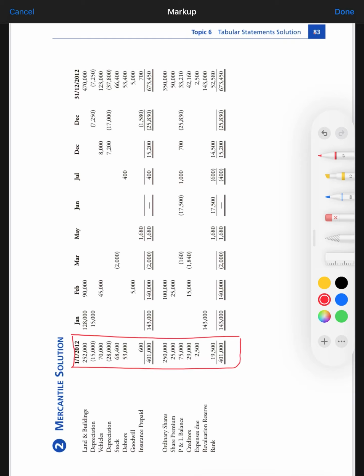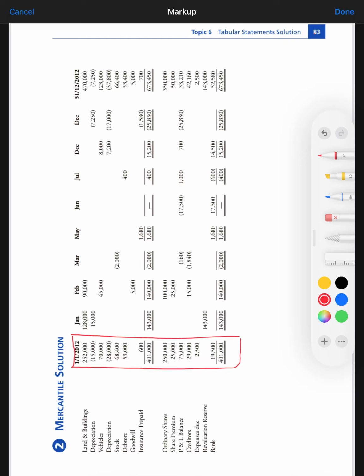So ordinary shares, share premium, and your P&L balance taken straight from your balance sheet and financed by. Then you have your creditors, expenses due. Again, you're not to know until you do January about revaluation reserve. So the next one you'd have there was bank, and then you'd leave 2 spaces again for any new items that you may have in your liabilities. So let's move on to the actual workings then.